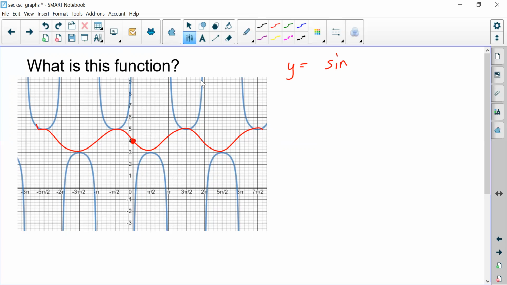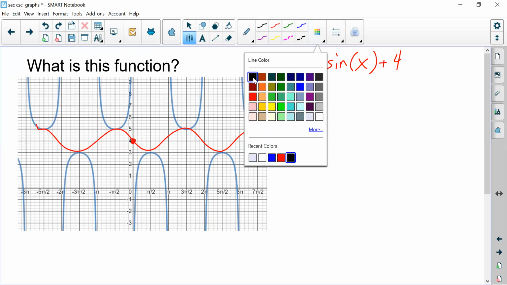The midline happens to be 4. So my answer ends in +4. And my amplitude is 1, but my a value is -1 since I started going down. So -1 times the sine of what? Well, again, the period is only 2 pi. You just need to travel a 2 pi distance to complete a full cycle. So that means b is 1. It's just 1 times x. There's the sine function.